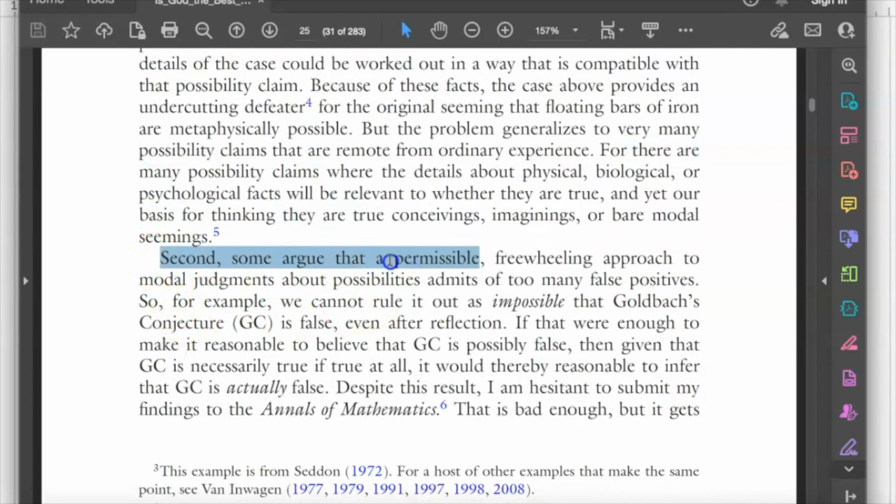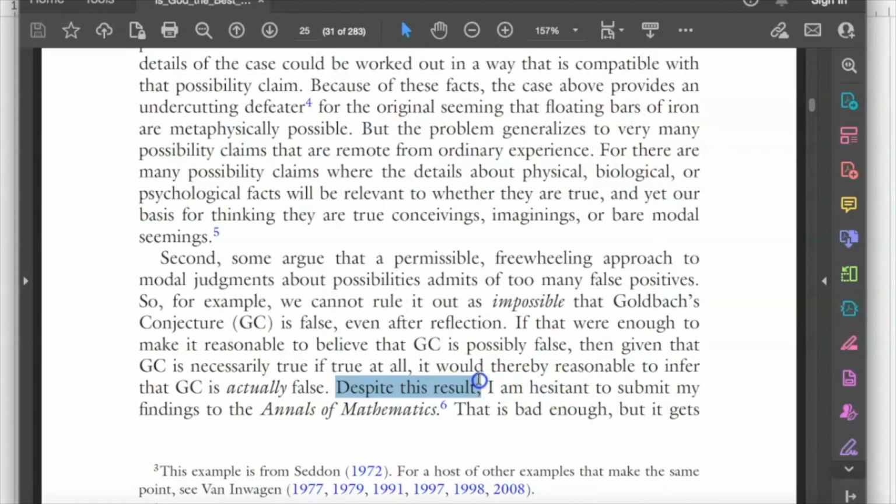Second, some argue that a permissible freewheeling approach to modal judgments about possibilities admits of too many false positives. So, for example, we cannot rule it out as impossible that Goldbach's conjecture is false, even after reflection. If that were enough to make it reasonable to believe that it's possibly false, well then, given that Goldbach's conjecture is necessarily true if true at all, right, it's a mathematical claim, it's really either just necessary or impossible. So if it's true at all, it's going to have to be necessarily true. And if it's false at all, it's going to have to be necessarily false. And so if we're reasonable in believing that it's possibly false, we'd be reasonable in believing that it's possibly necessarily false. And given the standard system of modal logic that's accepted by a significant portion of philosophers, that's going to entail that it's actually false.